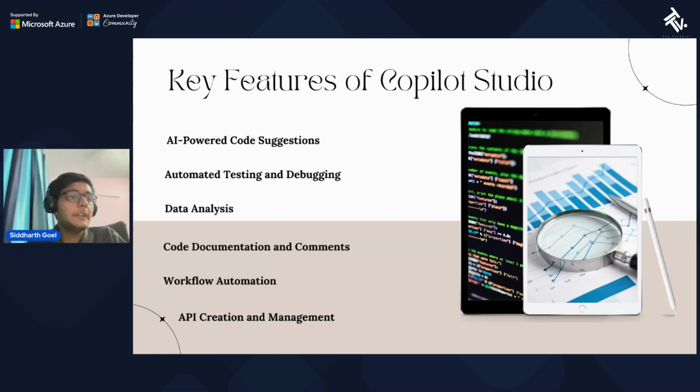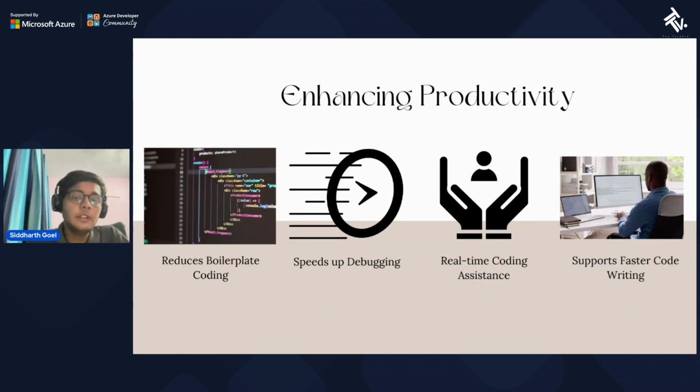The next point is API creation and management. So you are able to quickly build and test and manage APIs for your applications. And Copilot Studio simplifies the entire process, making it easier for the developers to make robust and scalable APIs. Like API creation is, you can say, a very common part of development, and having help from an external AI agent is very beneficial at this point. So these were some key features from Copilot Studio.